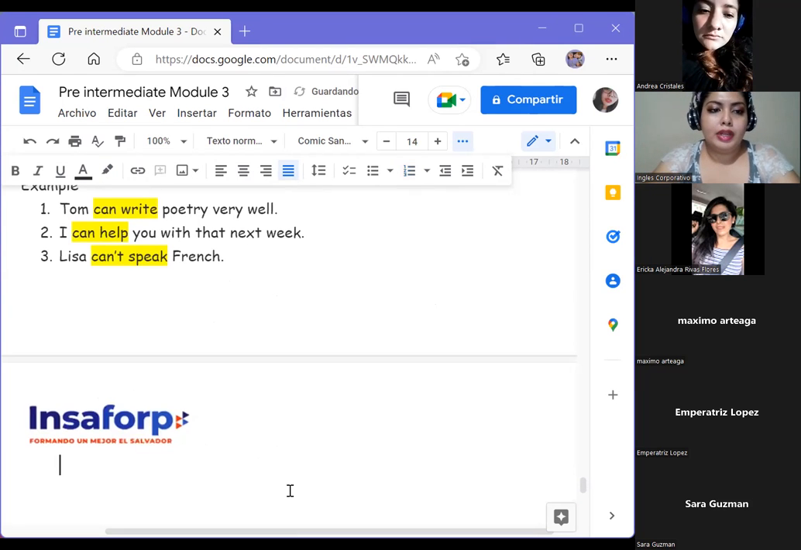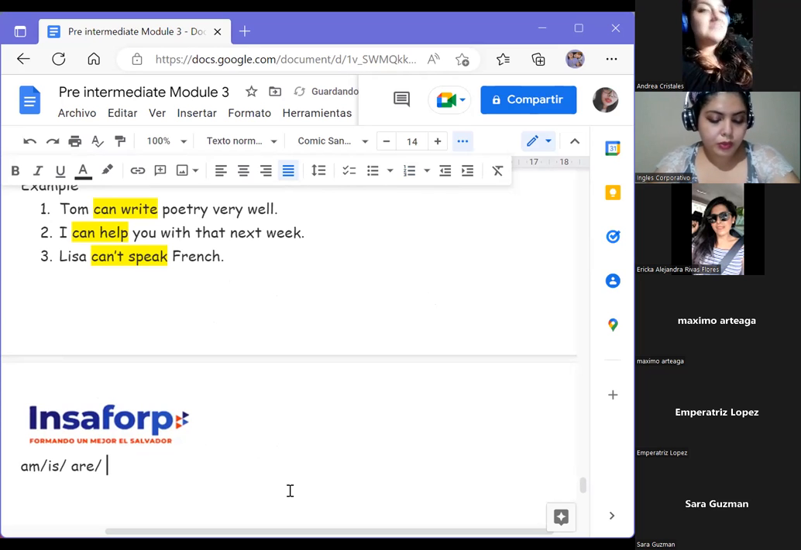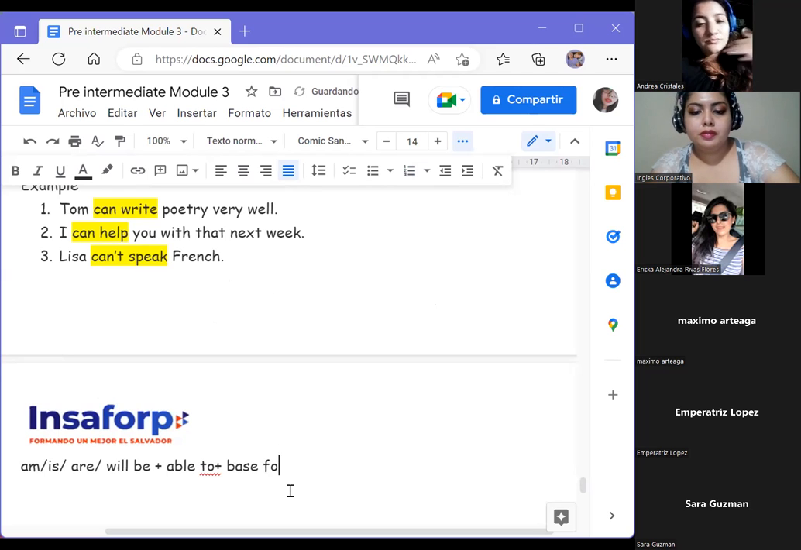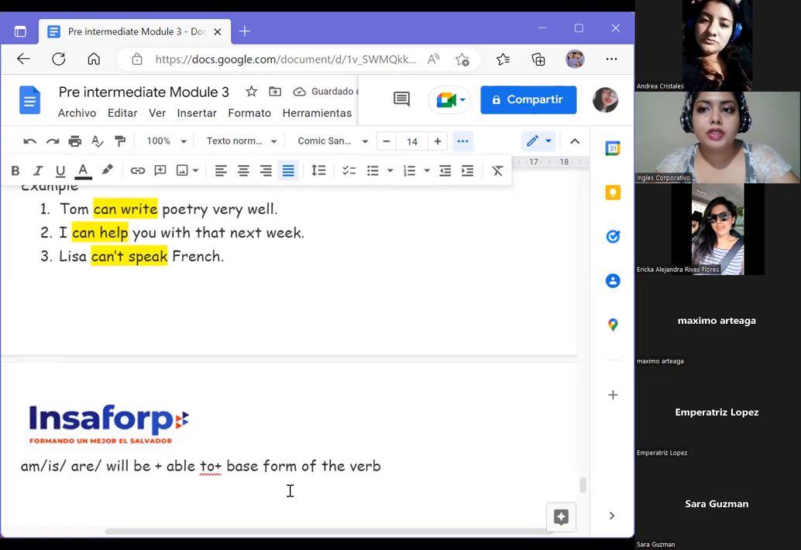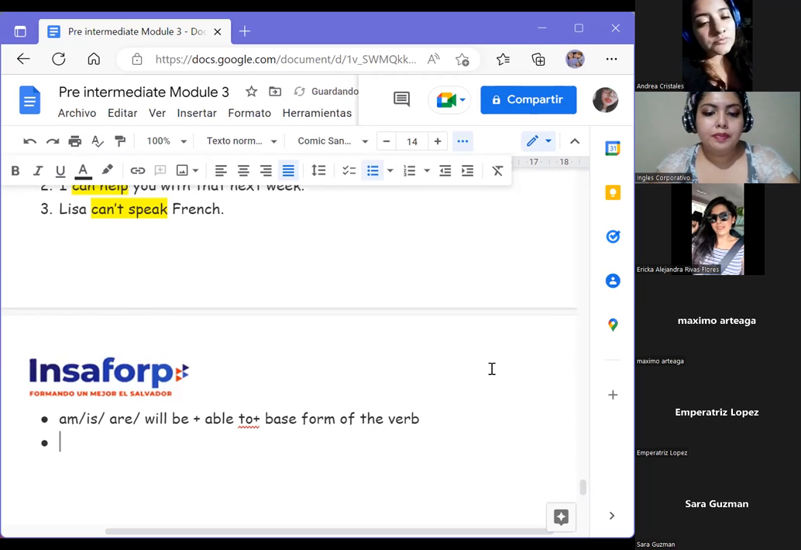Then we have the next one, and it says, am, is, are, will be, plus able to plus base form of the verb. This is another structure that we are going to use for this kind of modal. And we have, we can say this is positive, but we are going to have a negative one.